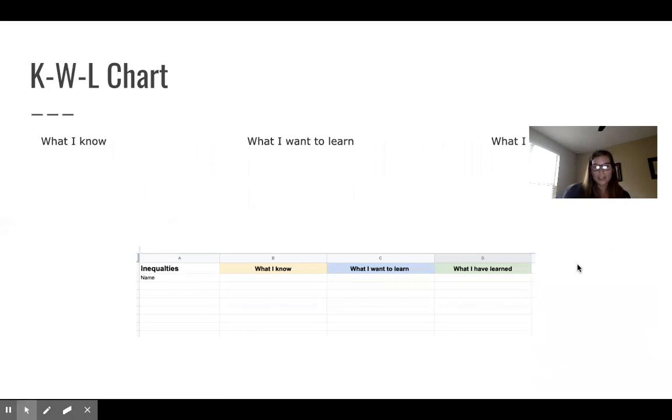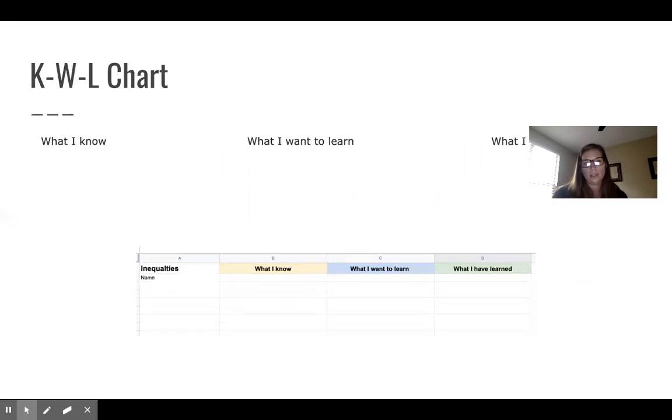Our next strategy is a KWL chart. The KWL chart has been around for a long time. I know it is more popular at the elementary level than at the secondary level. And it can be very hard to have students fill this in and keep continuing to look at it throughout the unit unless you remember to refer to it.